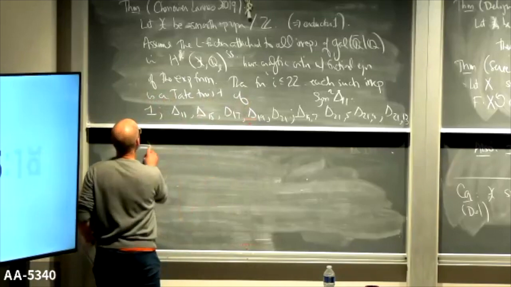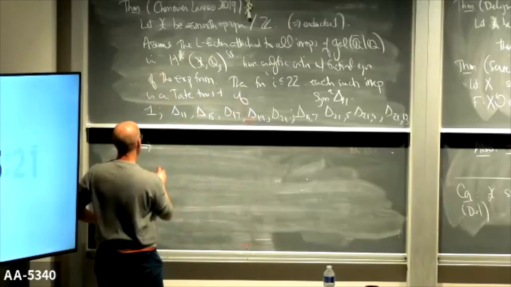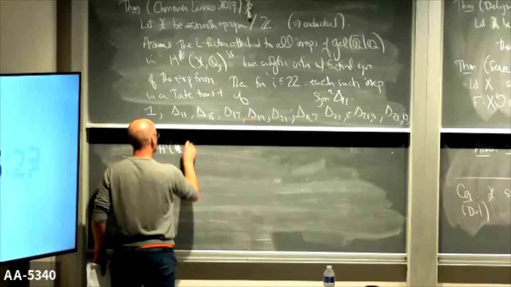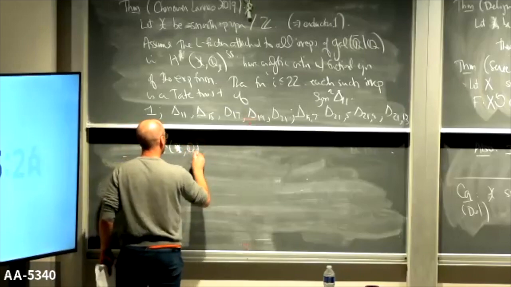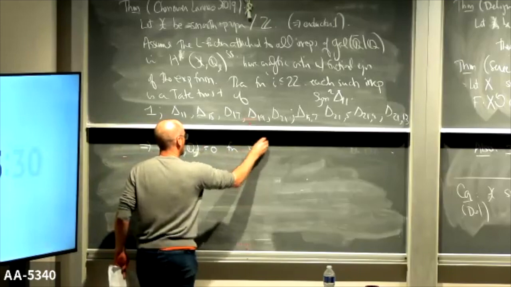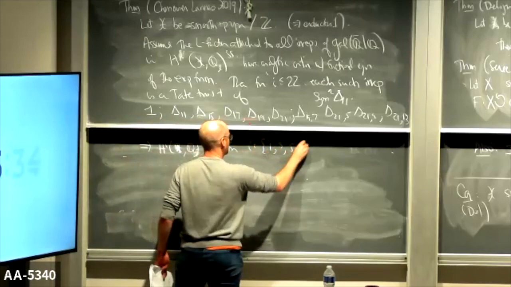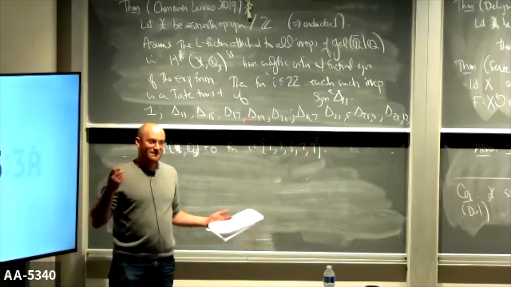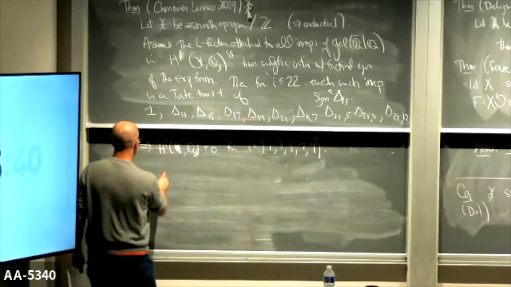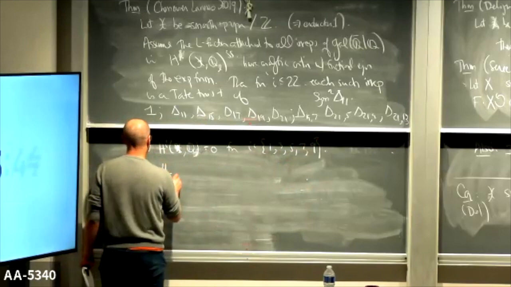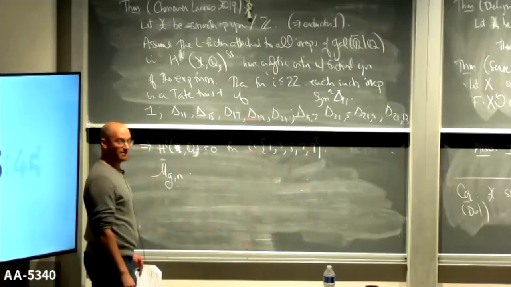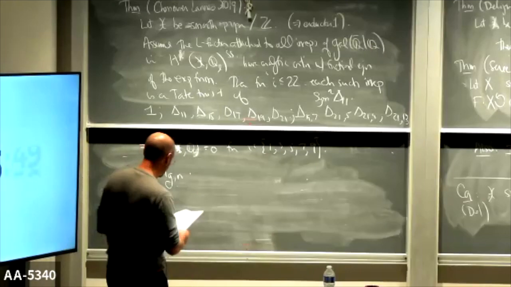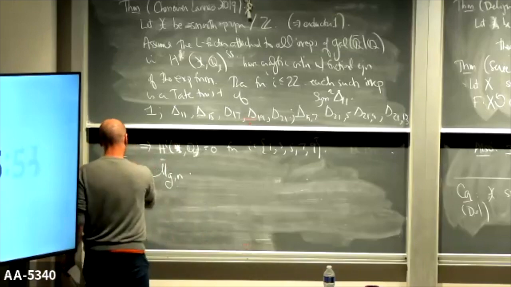So then the prediction should be that on such an X, H^i of X should vanish for i in 1, 3, 5, 7, 9. And we don't have a lot of spaces that are smooth and proper over the integers. The key ones are the moduli spaces of curves, the Deligne-Mumford compactifications, moduli spaces of stable curves.